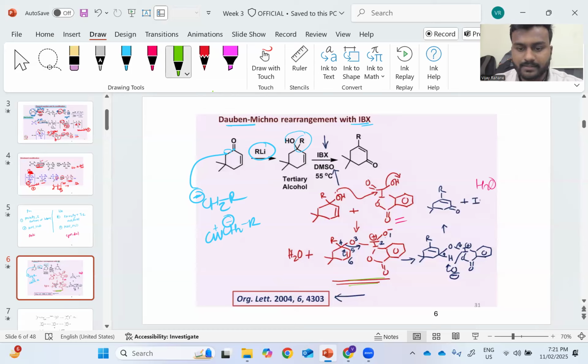So the O negative is also present on the iodine. This O negative attacks here, giving a kind of rearrangement reaction, and the bond between carbon and oxygen gets cleaved and forms the C double bond O again. So in this case, what happens? The intermediate I will draw here.